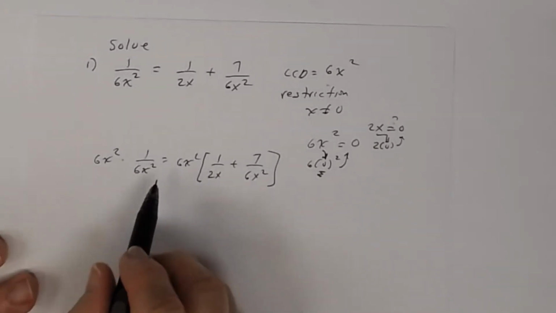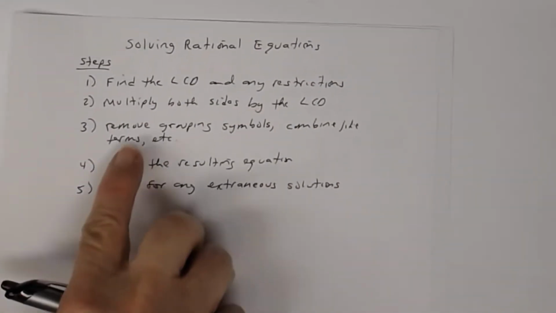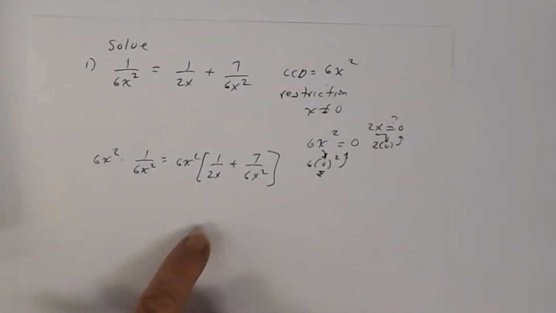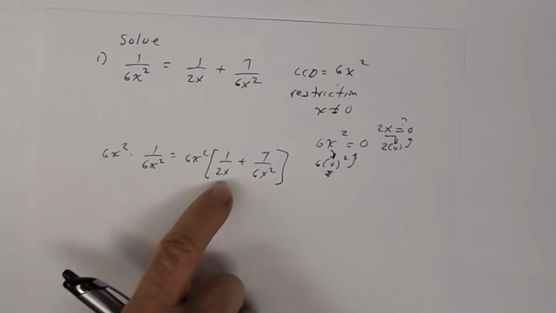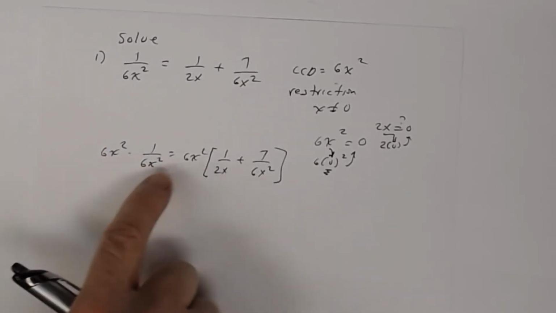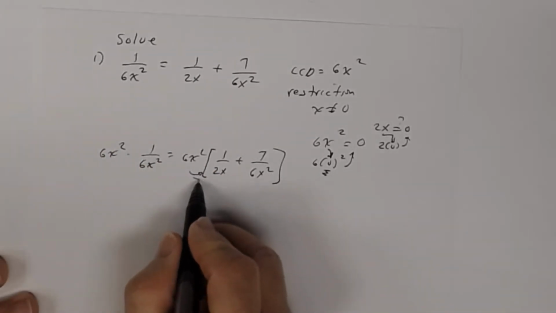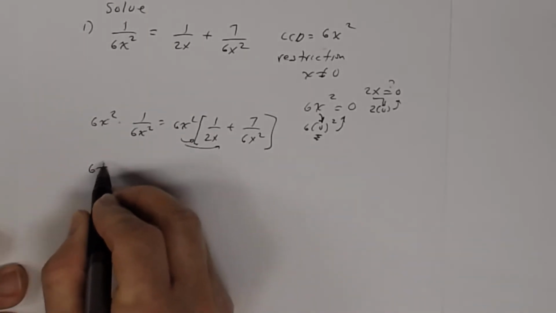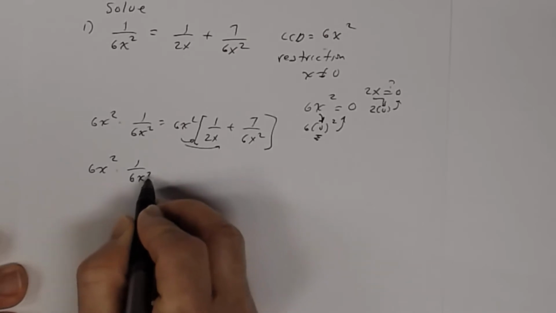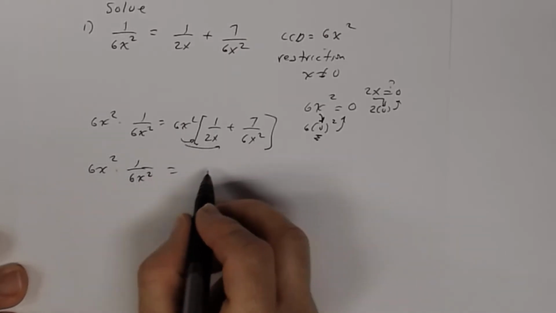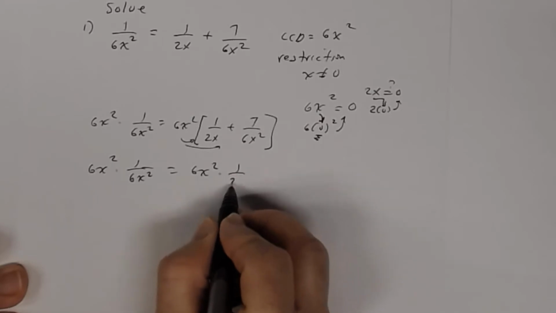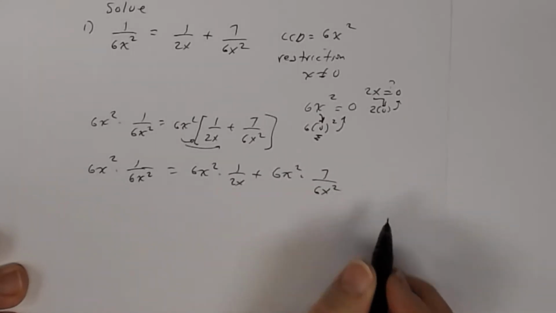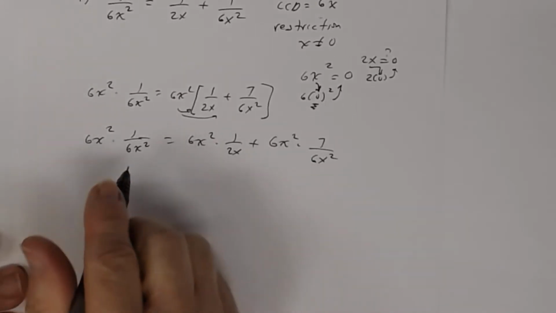All right, now, the next step is to remove grouping symbols, reduce, and combine like terms if possible. I'm going to go ahead and remove this grouping symbol, and at some point I'm also going to reduce what I can. But you've got to remove the grouping symbol first in this case. So I'm just going to rewrite the left-hand side, and then we're going to distribute the 6x squared. So 6x squared times 1 divided by 2x plus 6x squared times 7 divided by 6x squared. All right, now I'm going to reduce.